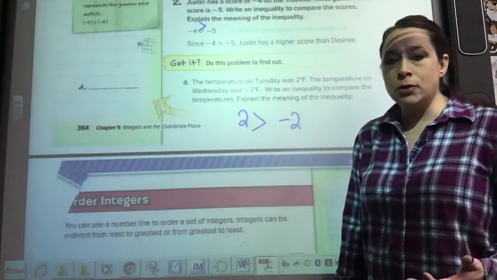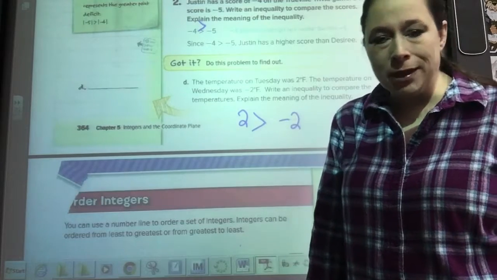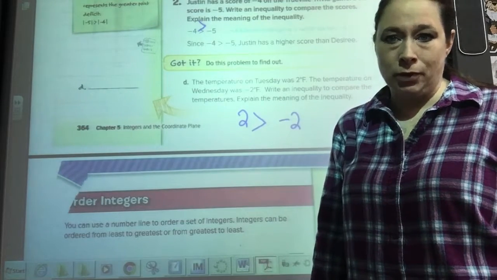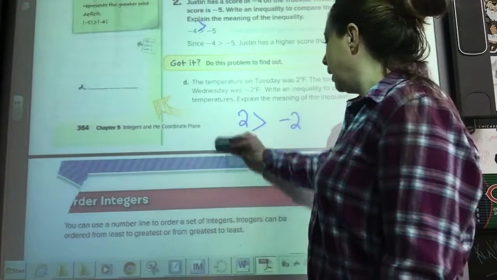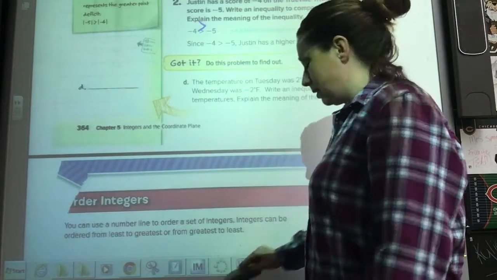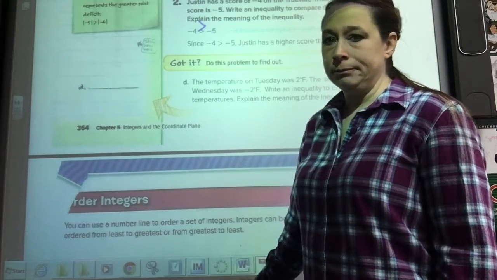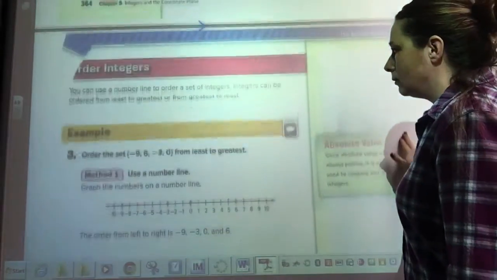Okay? Sometimes those big words can really confuse you. I don't know why they don't just say, hey, write a statement telling me if this is greater than, less than, or equal to. But mathematical people are really smart people, and they like to write really confusing things. I don't agree. All right, let's go up.